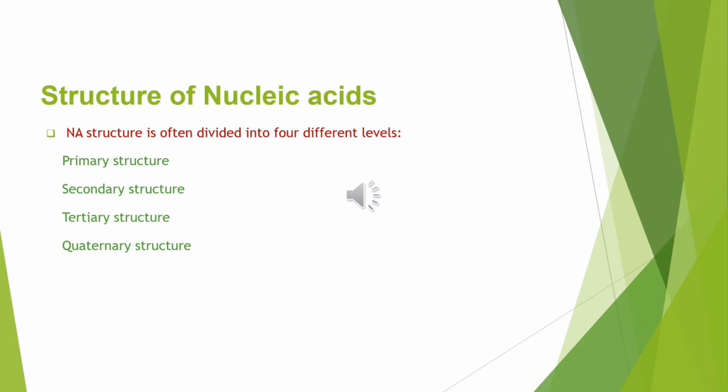Structure of the nucleic acid. Nucleic acid structure is often divided into 4 different levels. As we mentioned for the protein structure, we also divided it into 4 levels: the primary, secondary, tertiary, and quaternary structure. Same thing for the nucleic acid, it will be divided into 4 levels: primary structure, secondary structure, tertiary structure, and quaternary structure.